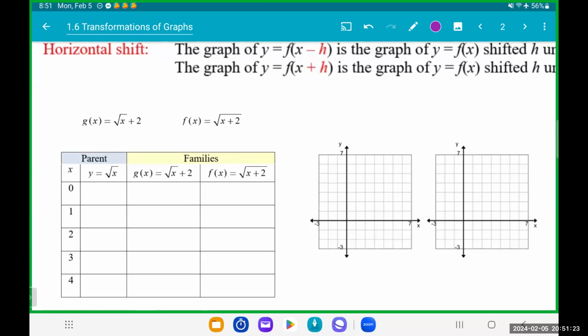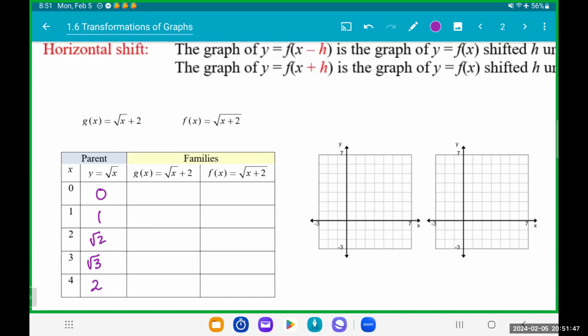First of all, if we let X values be 0, 1, 2, 3, and 4, I plug those into my parent function, which is the square root of X. Square root of 0 is 0. Square root of 1 is 1. Square root of 2 is the square root of 2. Square root of 3 is the square root of 3. And square root of 4 is 2.